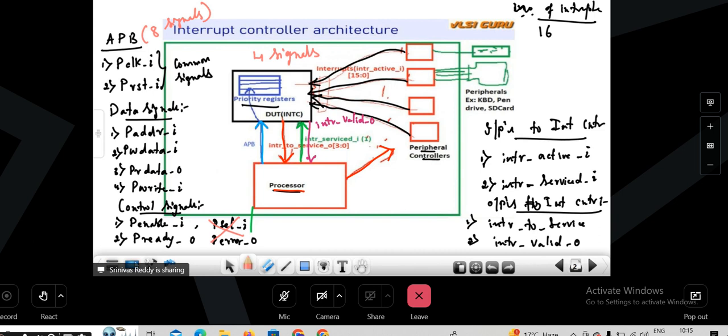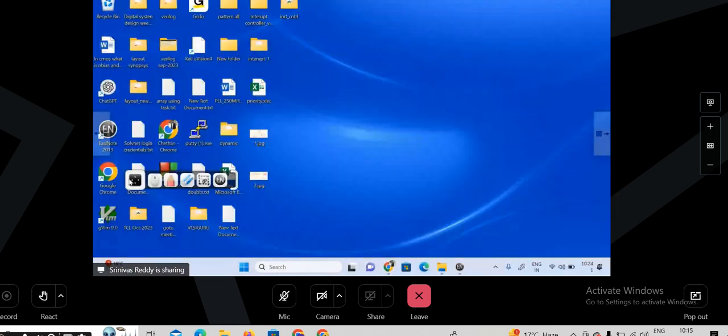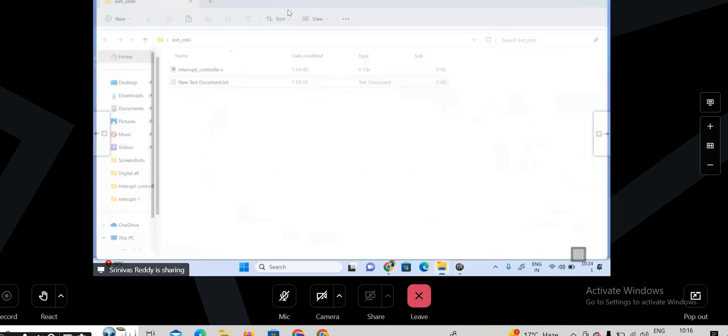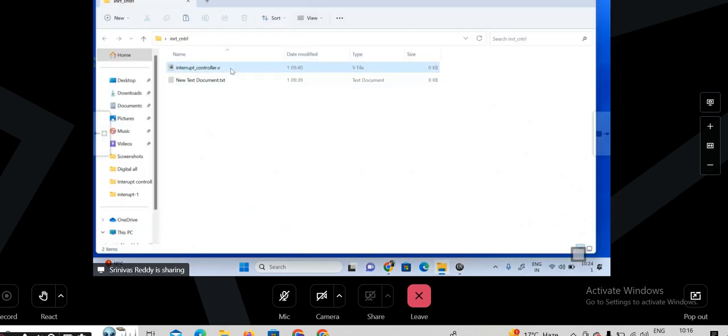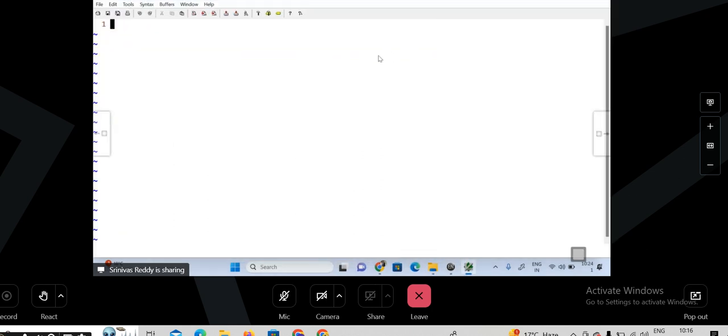Control. Now I should write the port list for the interrupt controller. What is the interrupt controller? What are the ports for the interrupt controller? How many ports did we talk about? Four ports. What is the first port? Interrupt active. Shall I write like this? Is interrupt active an input or output port? It is an input port.